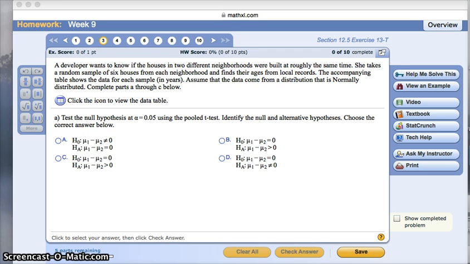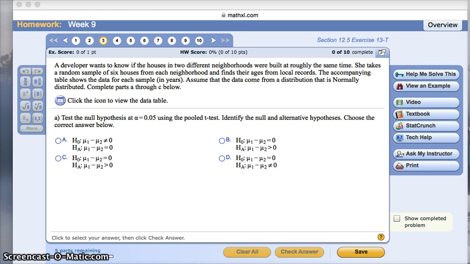Let's take a look at the problem here. A developer wants to know if the houses in two different neighborhoods were built at roughly the same time. She takes a random sample of 6 houses from each neighborhood and finds their ages from local records. We'll look at those ages in just a minute. I assume that the data come from a normally distributed distribution, and we're going to find a few things out. Part A asks us to test the null hypothesis with an alpha of 0.05.